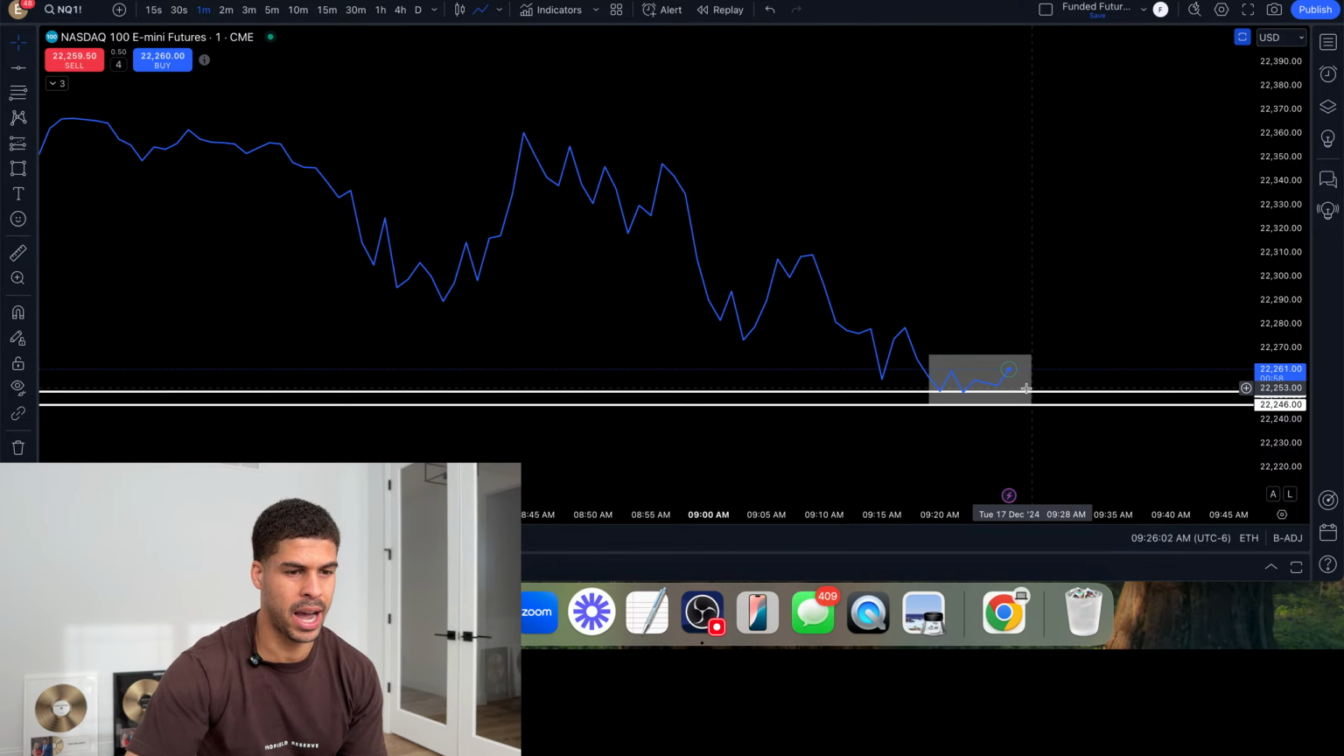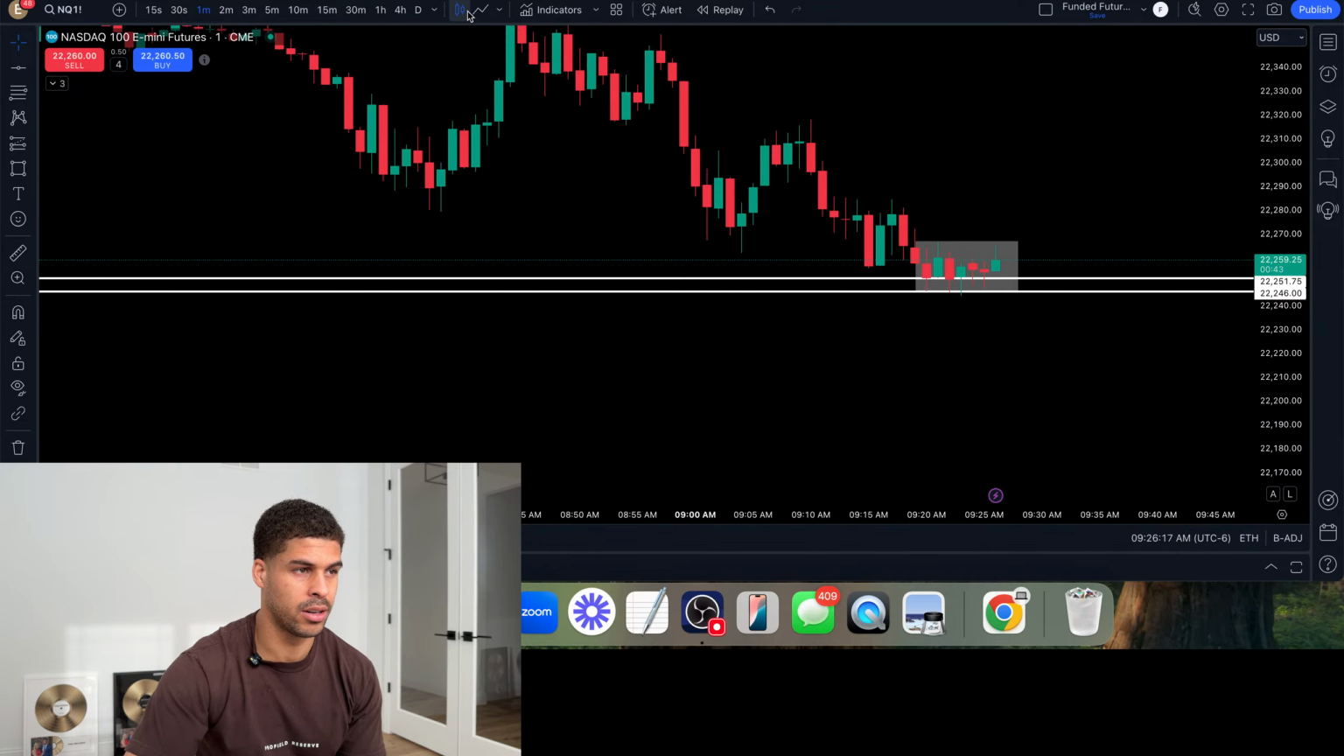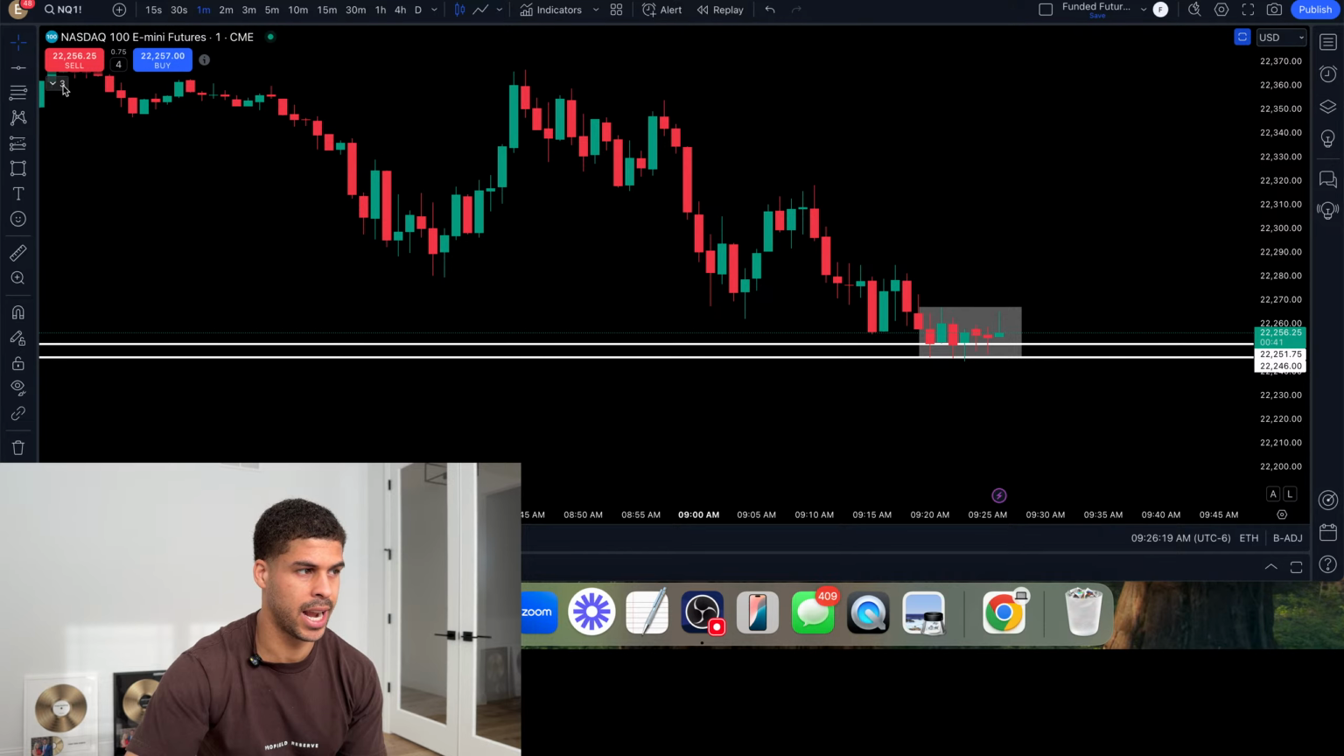Are we finding a bottom here? Was this the best time to buy the house? Should we have bought at this 22,250 level? Should we be selling right here because this is the highest price we're going to see for a while, because it's really going to come back down? That's what we're waiting on. That's how I'm interpreting these candles.